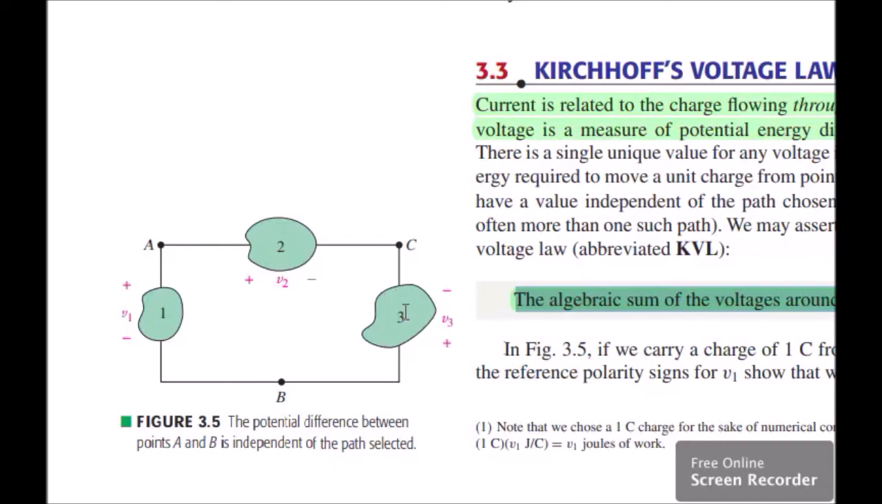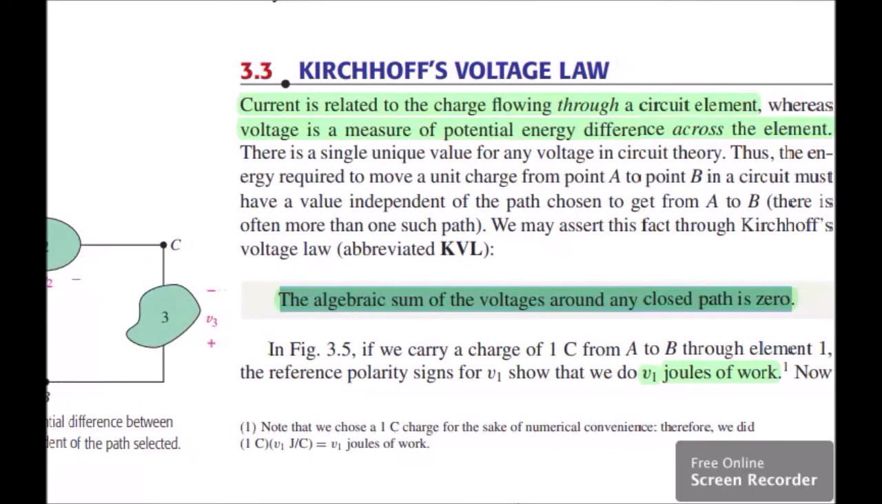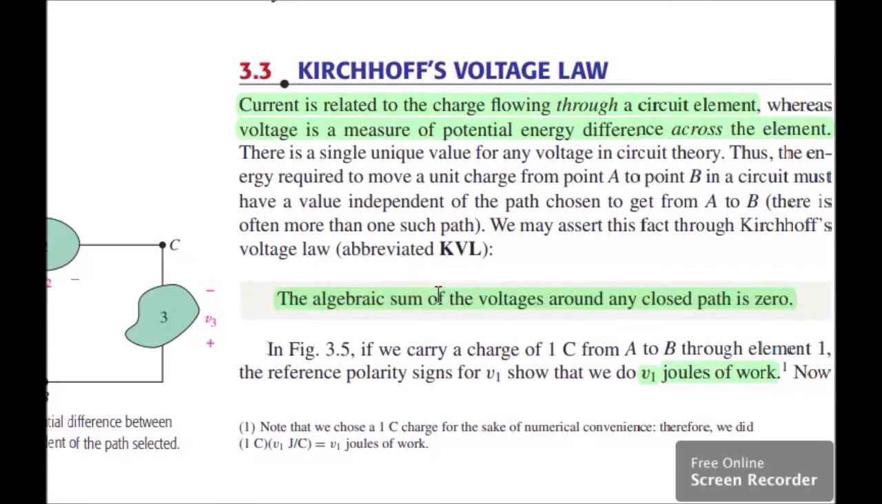Basically, it's a closed path or loop. Again, KVL says the algebraic sum of all the voltages around any closed path is 0.